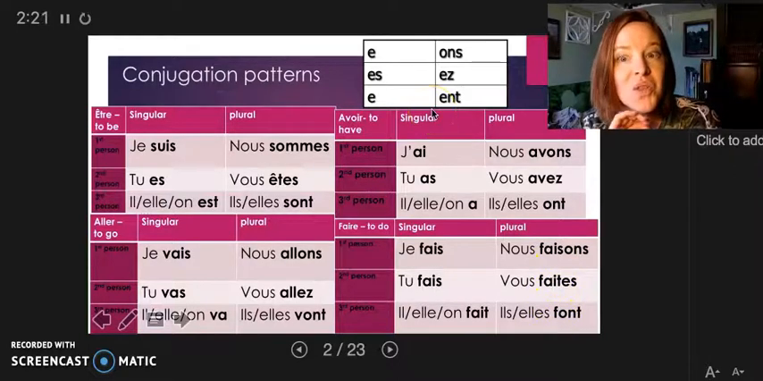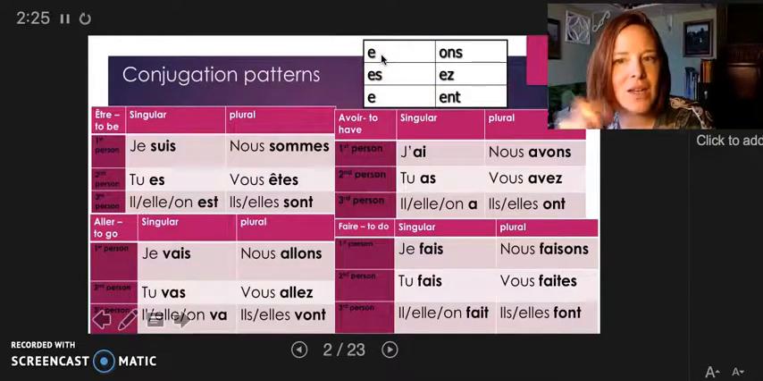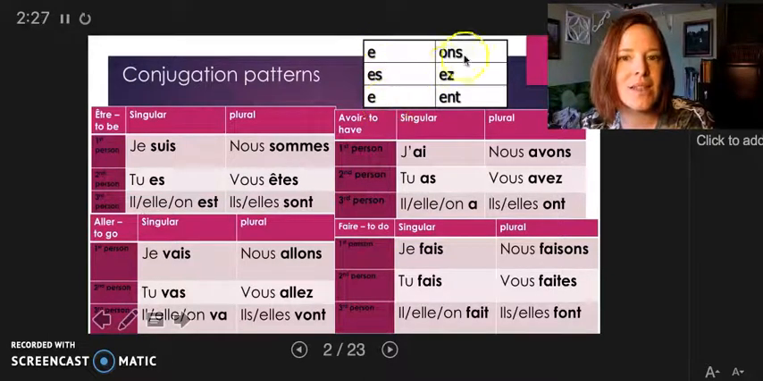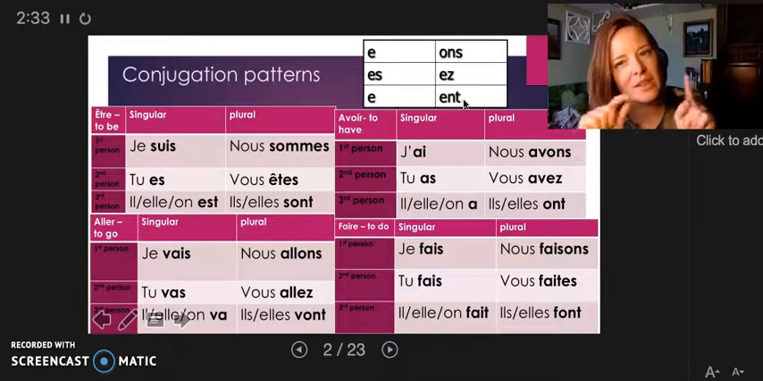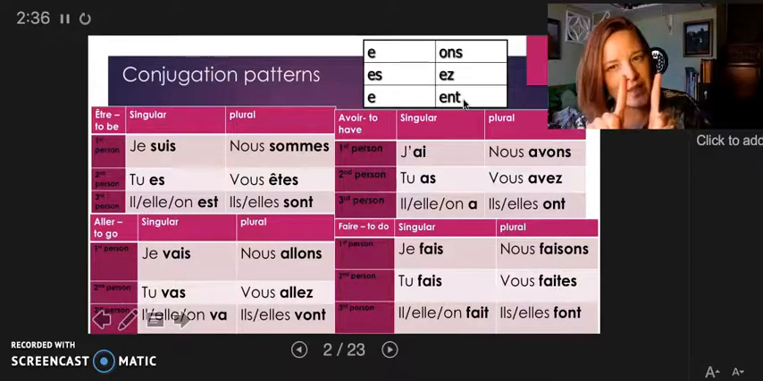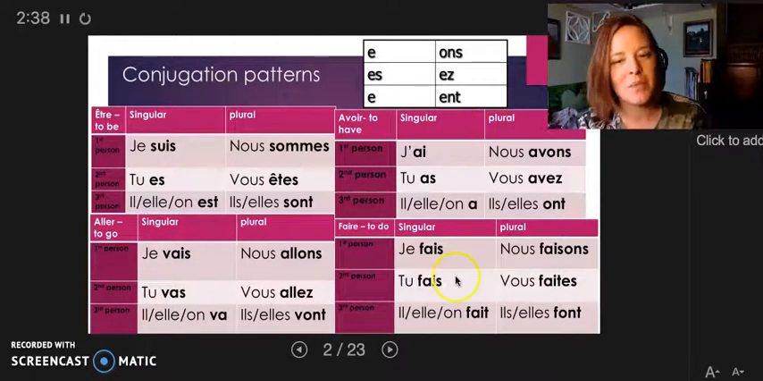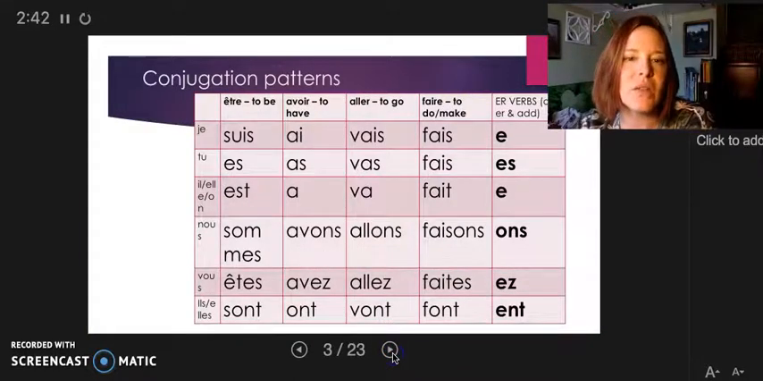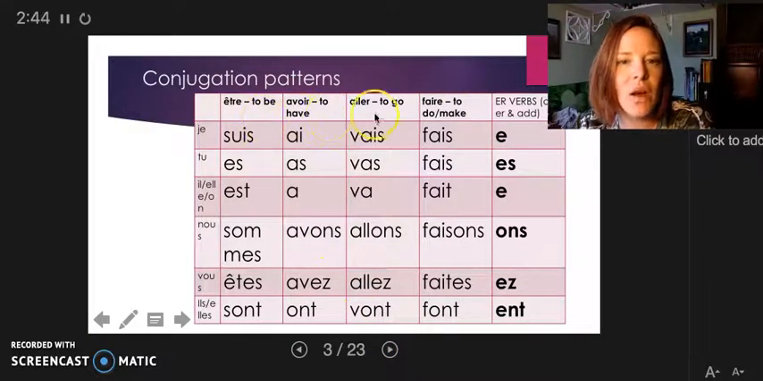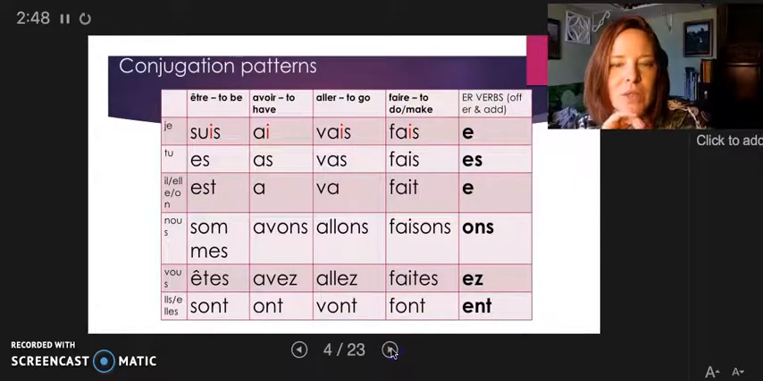And ER verbs are even easier than all of those combined. We just take off that ER and we add E, ES, E, ONS, EZ, ENT. And let's take a look at these. I know we've been looking at this type of conjugation chart, but I'm wondering if maybe side by side we'll be able to see some of those similarities and differences a little more clearly. So let's put être, avoir, aller, faire, and ER verbs here, and then take a look at those similarities.